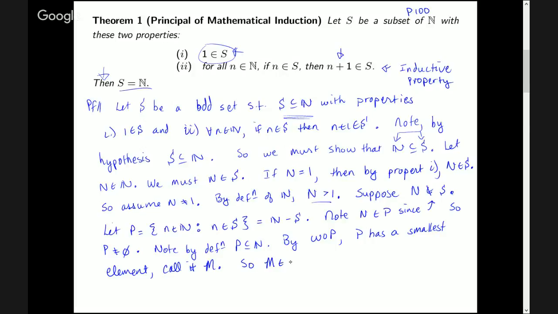So I know that M is in P, and M is greater than 1 since 1 is in S. Are we good with that? 1 is in S, which means 1 can't be in P. Thus, I know that M minus 1, now that feels much better, M minus 1 is a natural number, and it is not in P, since M minus 1 is less than M, and M is the smallest element in P. Well, if M minus 1 is not in P, then it has to live in S.